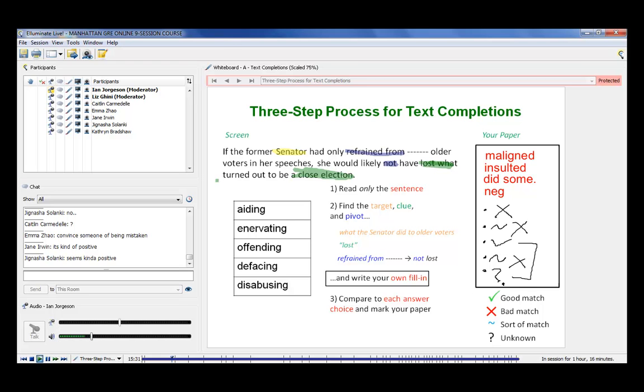Convince someone of being mistaken. That's exactly what disabusing means. You might have heard the phrase, disabuse you of that notion. So someone believes something and the other person says, let me disabuse you of that notion. That simply means to convince you that you're wrong, and that's what disabuse means. And so that one's out. And the correct answer is offending, which I think we all would have gotten because it works pretty well with the words that we came up with originally. All right. Questions about the basic process at all?